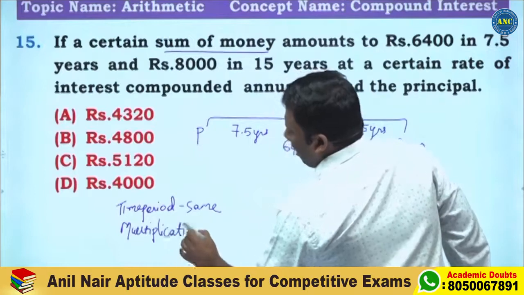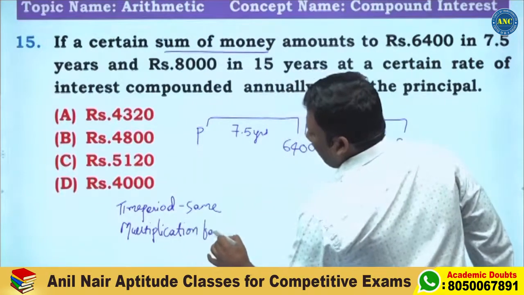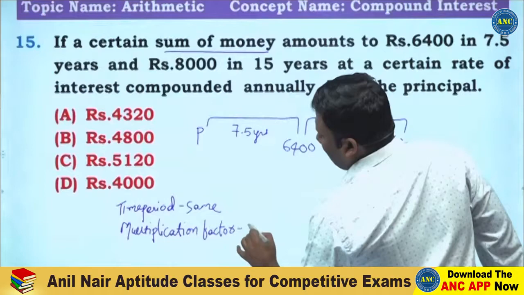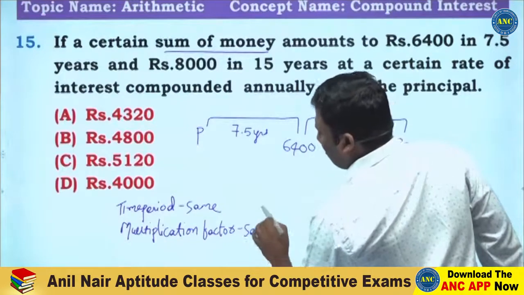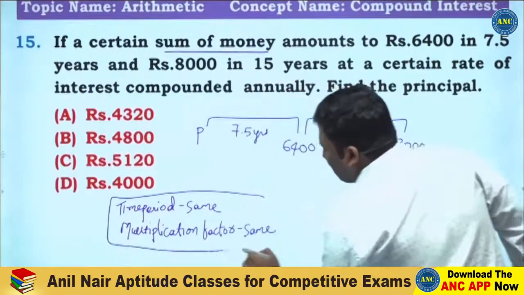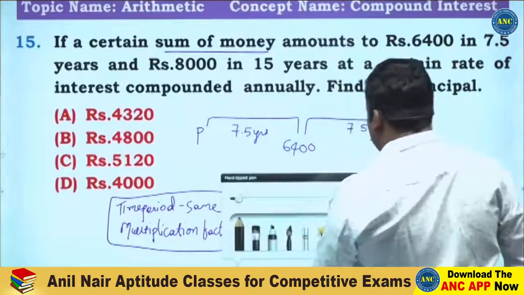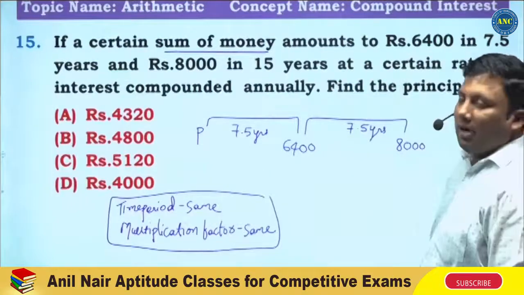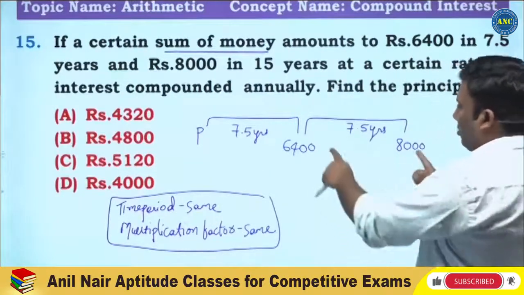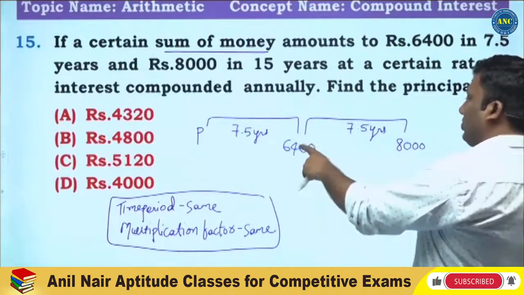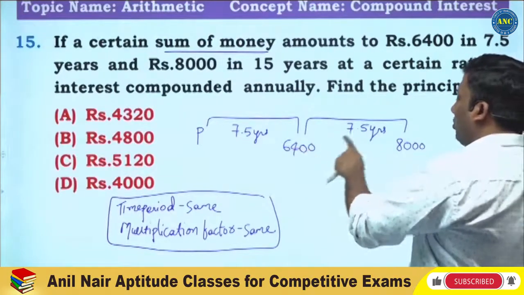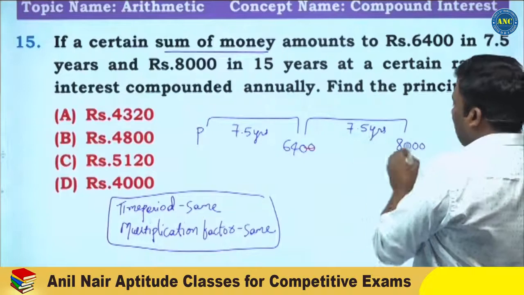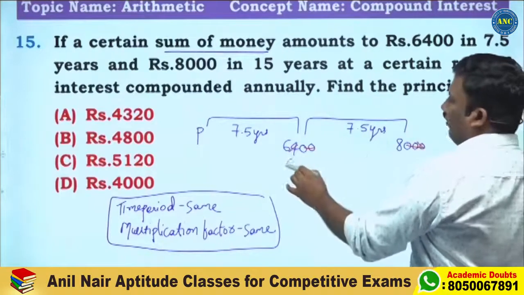Multiplication factor, or a scaling factor, will also be the same if the time period is same. What is the multiplication factor? 0, 0, 0 cancel. 16 3s, 16 4s are, 16 5s are.